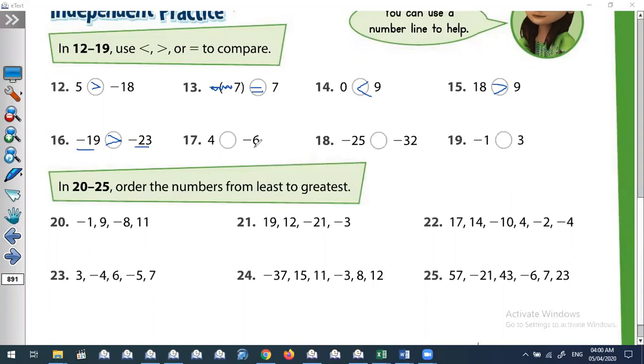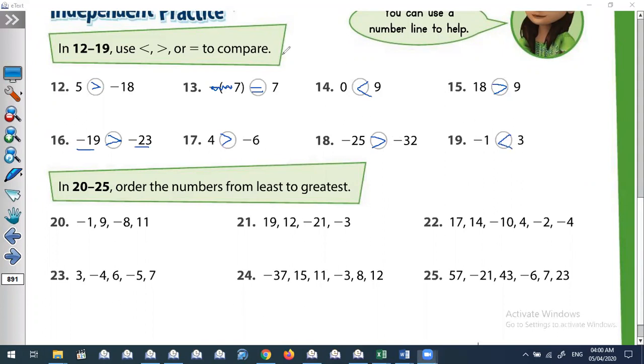4 and negative 6, which is bigger? 4, because 4 is positive, and any positive number is more than any negative number. Negative 25, negative 32, negative 25 is bigger. Negative 1 and 3, 3 is bigger because 3 is positive.